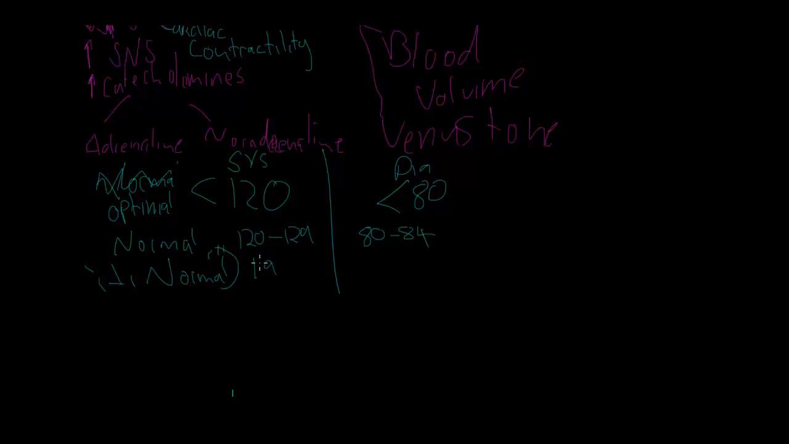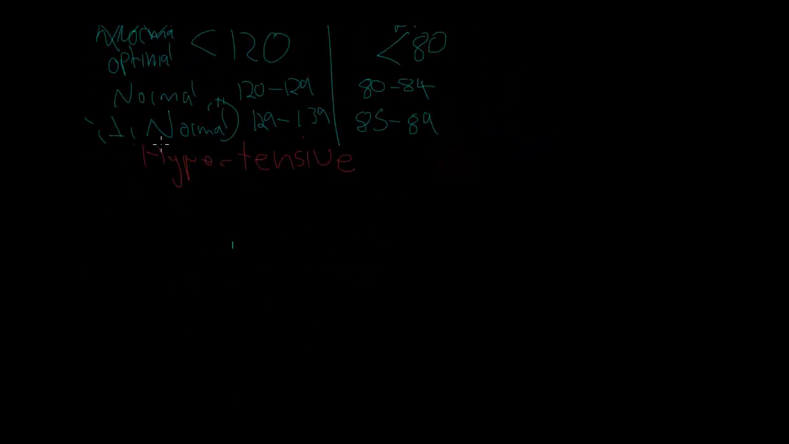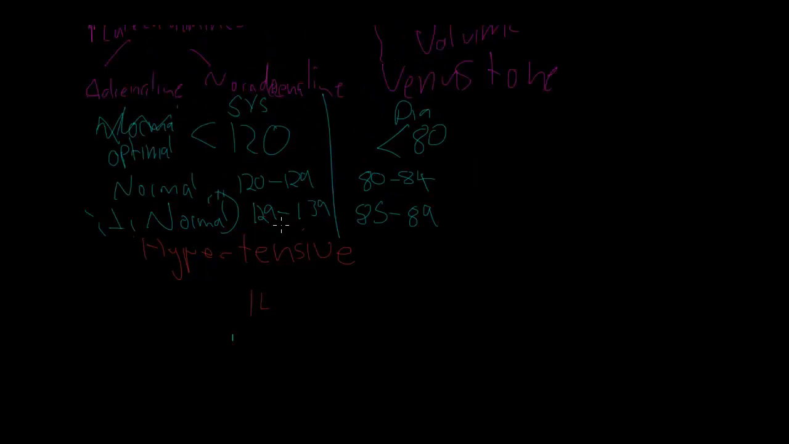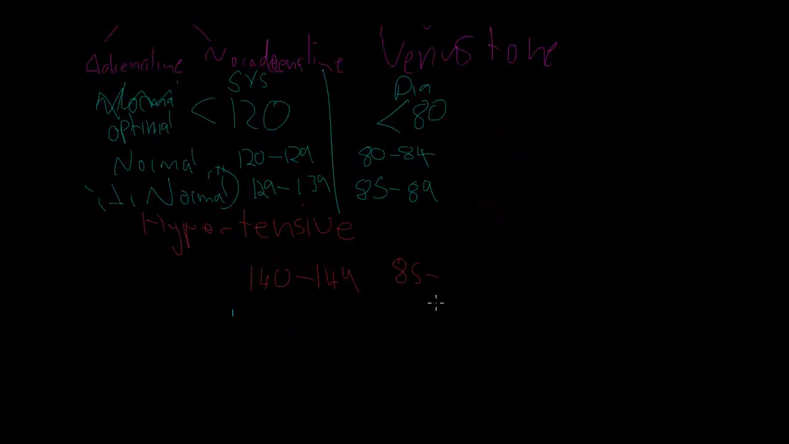is 129 to 139 with a diastolic of 85 to 89. And now we move into hypertensive, which I'm going to change colours for. Okay, hypertensive. Hypertension begins with a systolic of 140 to 149, or a diastolic of 90 to 99.